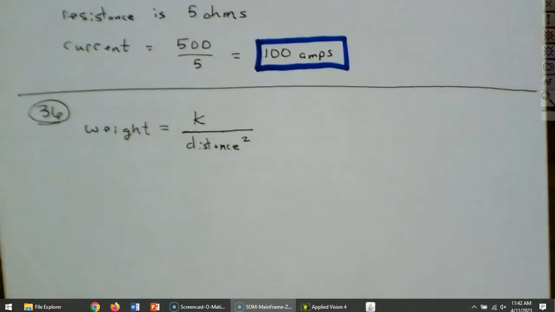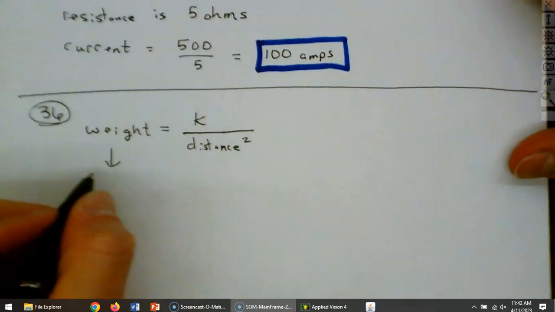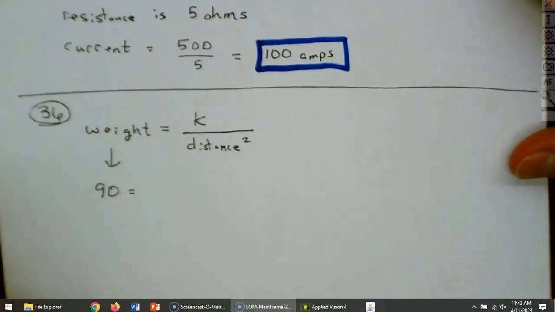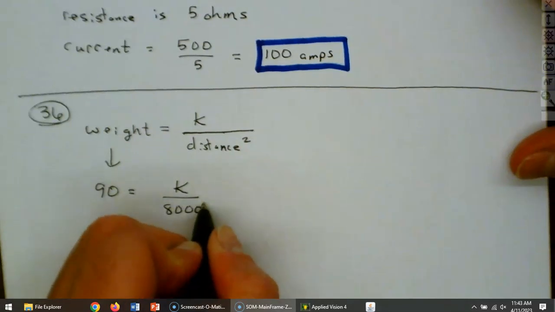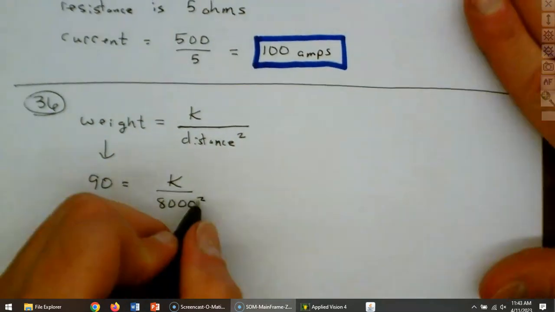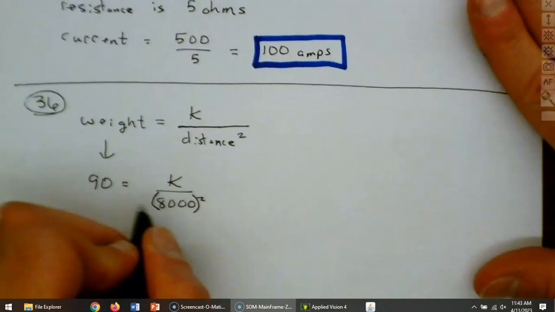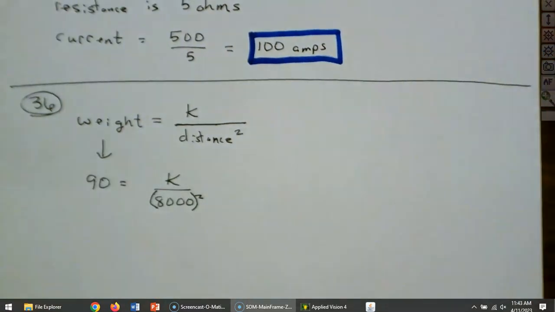What do we know? We have to find the K. It says our starting conditions are an object is 8,000 miles from the center of the earth and it weighs 90 pounds. So the weight is going to be 90 here. And that's K over the distance, which is 8,000 squared. Now, K can be a very, very large number or a very, very small number. That's okay.